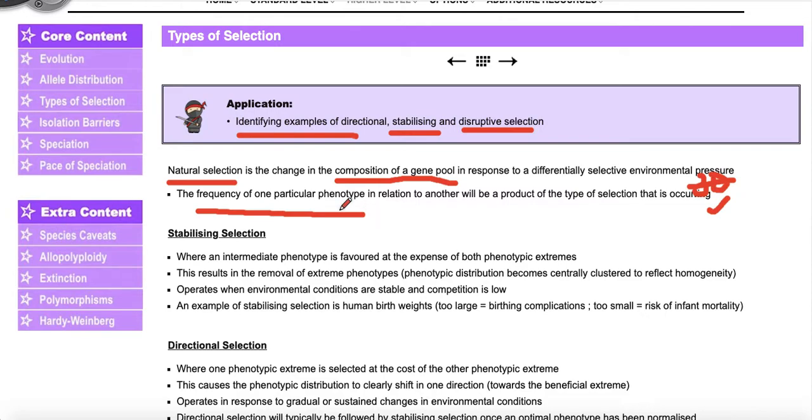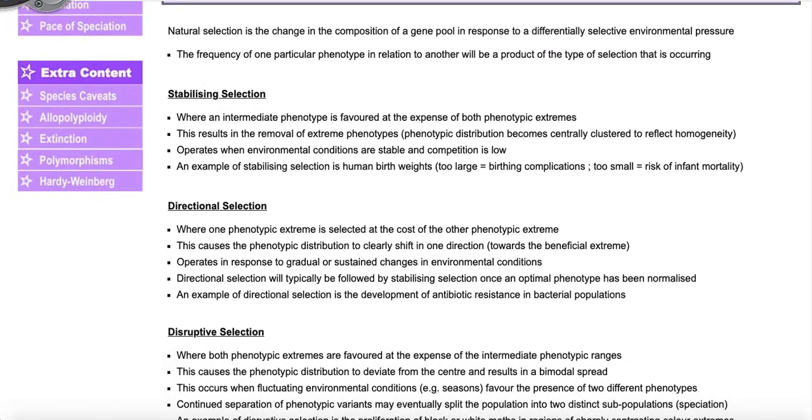And there are three types of natural selection processes. So let's start with the first one. The first one is stabilizing selection. And in stabilizing selection, we see that an intermediate phenotype is favored. That means that any extreme phenotype is going to be removed. And this happens in the environment when the conditions are stable and competition is low.